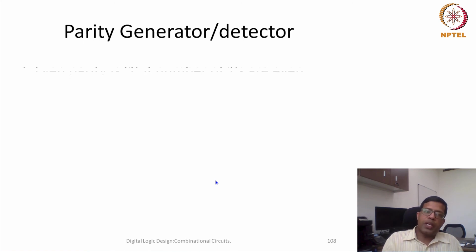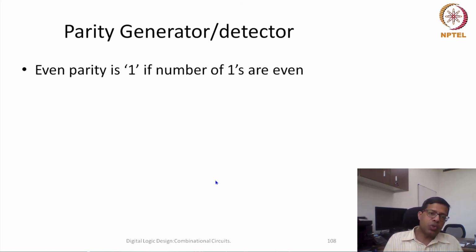So there are two kinds of parities. One is called even parity, another is odd parity. Even parity is 1 if the number of ones are even, and odd parity is 1 if the number of ones are actually odd.